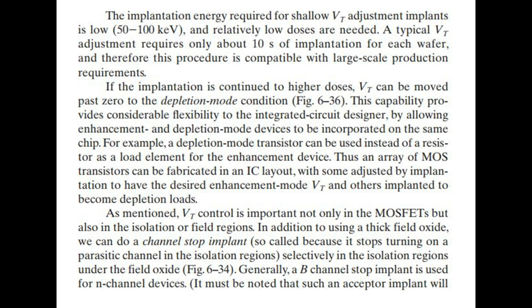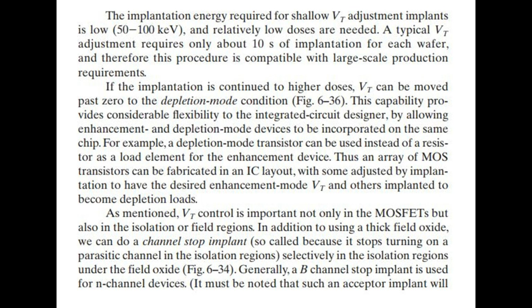If the implantation is continued to higher doses, threshold voltage can be moved past zero to the depletion mode condition, Fig 636. This capability provides considerable flexibility to the integrated circuit designer, by allowing enhancement and depletion mode devices to be incorporated on the same chip. For example, a depletion mode transistor can be used instead of a resistor as a load element for the enhancement device. Thus, an array of metal oxide semiconductor transistors can be fabricated in an integrated circuit layout, with some adjusted by implantation to have the desired enhancement mode threshold voltage and others implanted to become depletion loads.